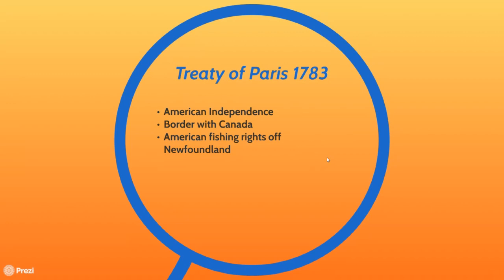And what does the Treaty of Paris say? It signifies American independence. They are no longer a part of the British Empire. It designates the border with Canada, right? Great Britain gets to keep all of Canada, but those 13 colonies that were originally mapped out are going to remain independent. But Americans do gain fishing rights off of Newfoundland in Canada. Okay, so they can fish in the North Atlantic. And that's really important for trade, right?